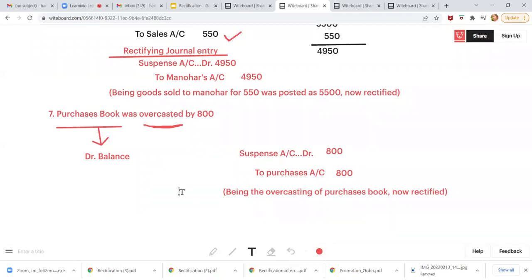Is there any doubt, Khushi? No, ma'am. All right.